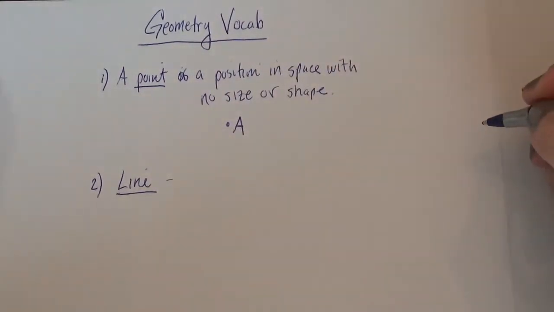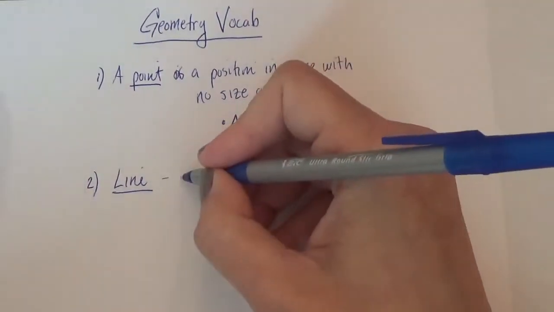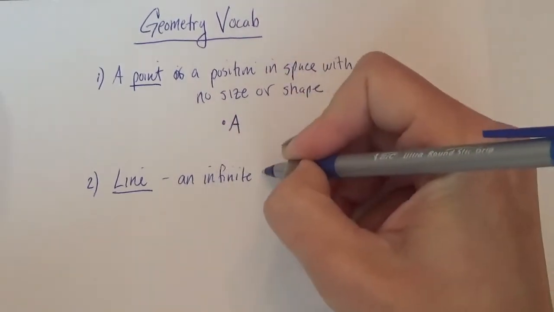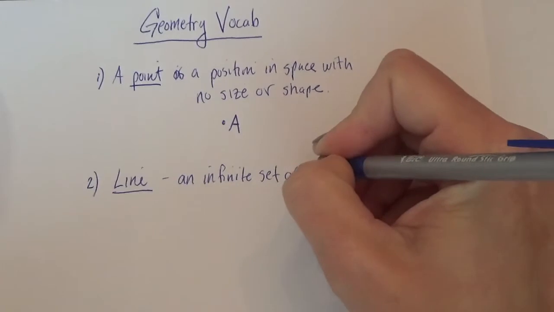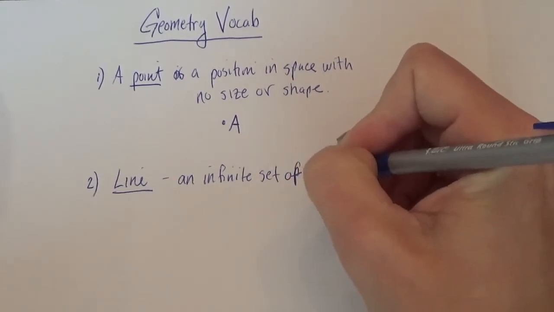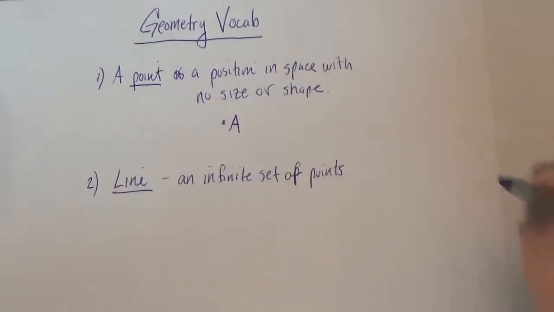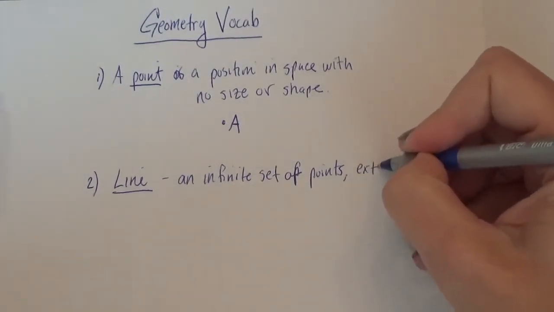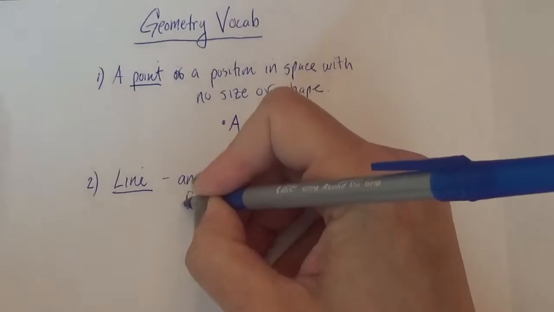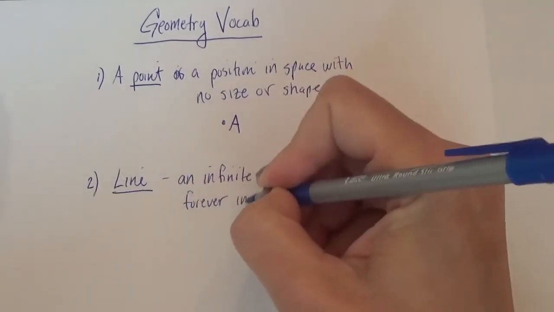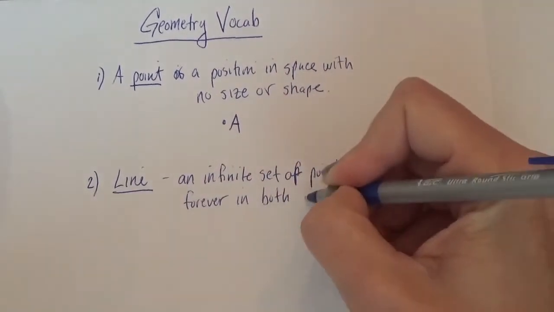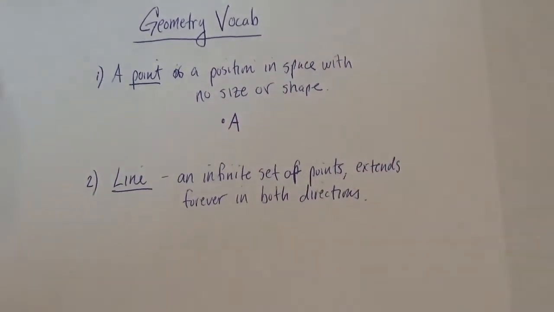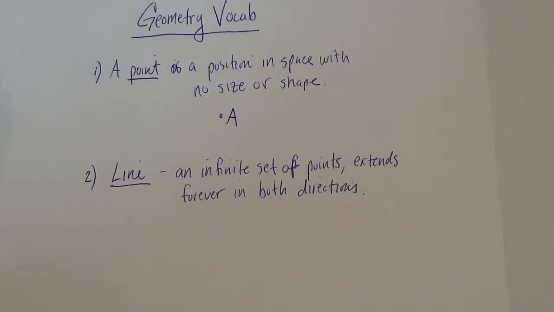All right, second thing you need to know is a line. A line you should think of as an infinite, that's right, infinite set of points all lined up in a row. Extends forever in both directions. All right, so make sure you guys are writing this down in your notebooks.